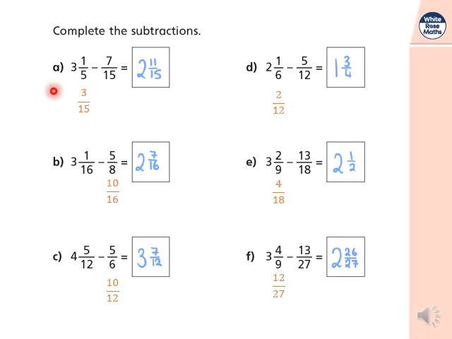Here we are. Here are our questions, and here is in orange what we should have changed our fractions to so we have the same denominator. Have a look and see how you did. Well done if you managed to get them. And let's look at the next part.